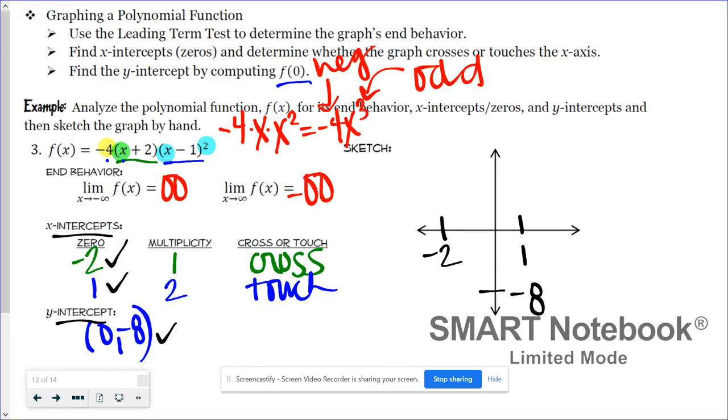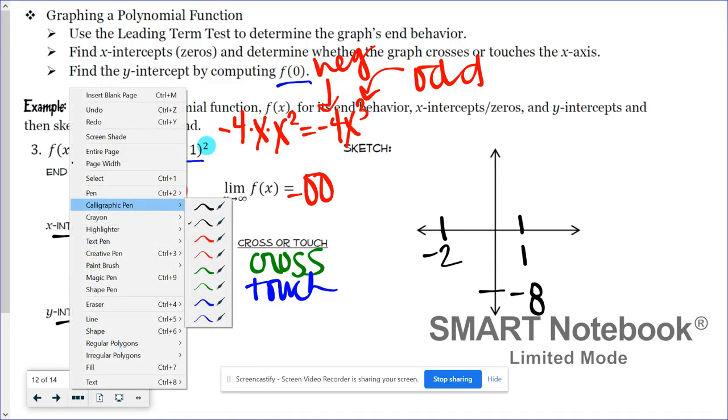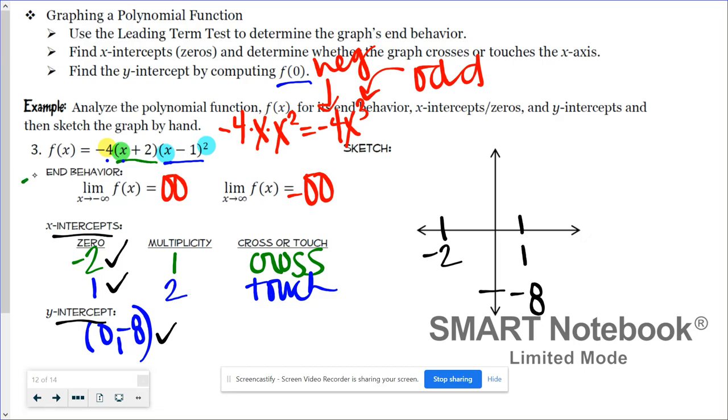The next thing that I like to do is my end behavior. I know that on the left, it's going to go to positive infinity. So I'm just going to go over here to the left side and go up to positive infinity. And then on the right side of the function, it's going down to negative infinity. So I'm going to go all the way to the right and go down to negative infinity.